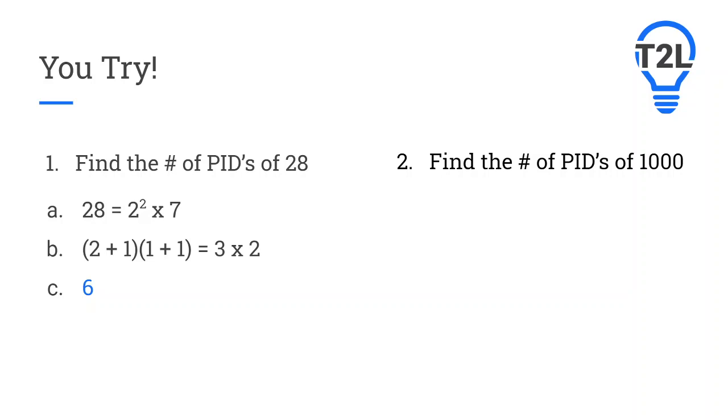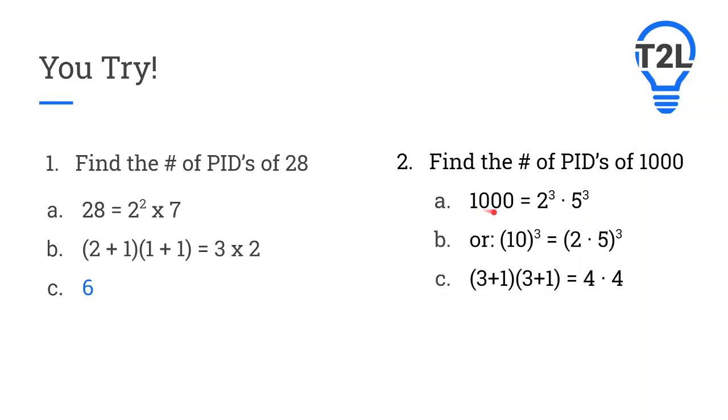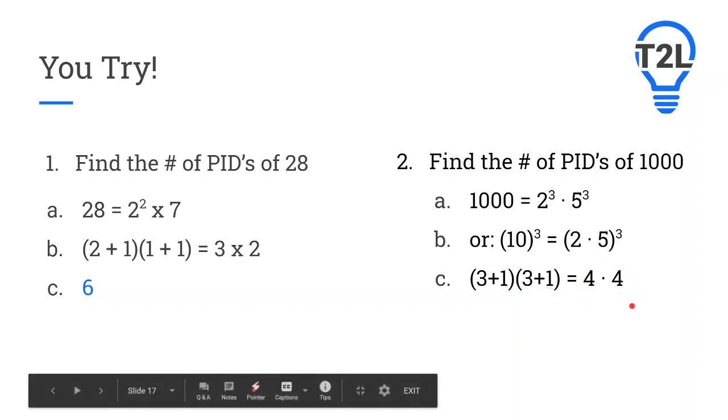And then for now find the number of PIDs in 1,000. Okay, so first just start off by taking the prime factorization, and that's just 2 to the power of 3 times 5 to the power of 3. And that's just another way of writing 8 times 125, which is 1,000. And notice that both of the exponents are 3, so you just add 1 to both and you get 4 for both, and then you multiply them together, you get 16, and that's it.